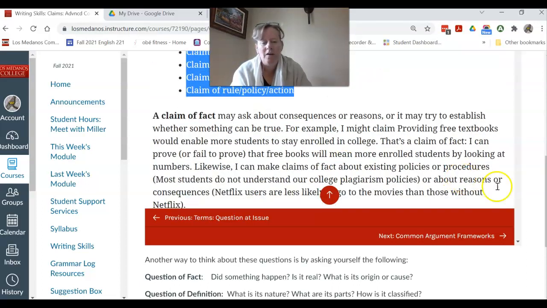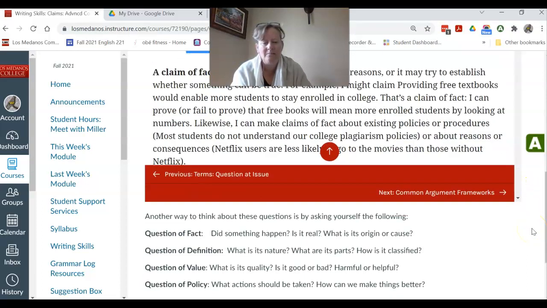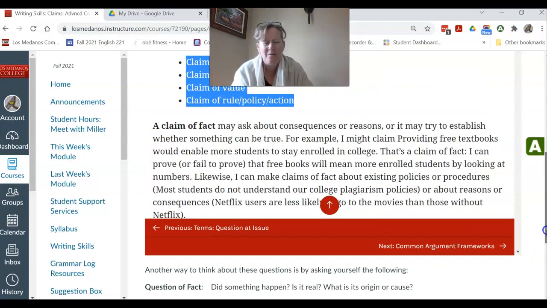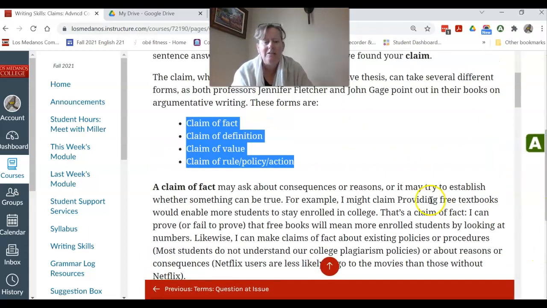Chances are you have been writing questions of policy. Most of your arguments that you've written in previous English classes have probably been policy. Should we do this? Should we do this? Should we do this, right? But now that you're in 221, welcome, you get to broaden your approach to your essay. And think about, well, maybe I want to be talking about something different.